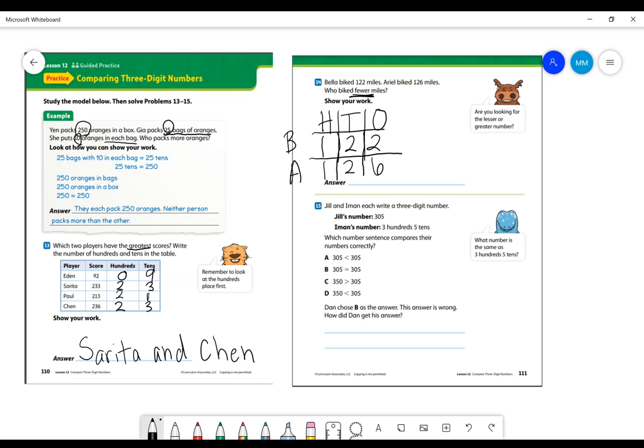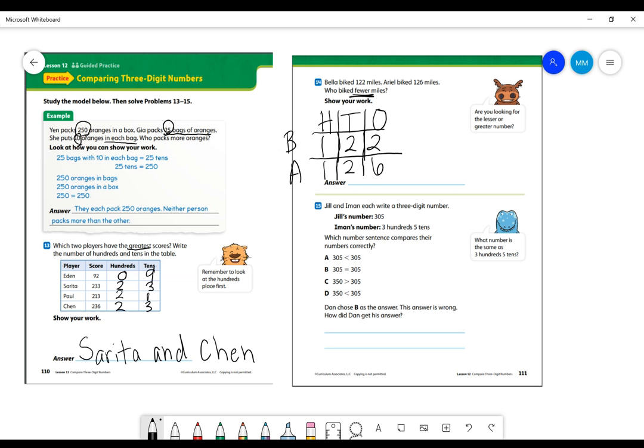Who biked fewer miles? So we're not looking for the person that biked the greater number of miles. We are looking for the person who biked fewer. So which number was less than? So looking at the hundreds, they have the same value in the hundreds, the same value in the tens. In the ones is where we find the difference of the values. This is where we compare.